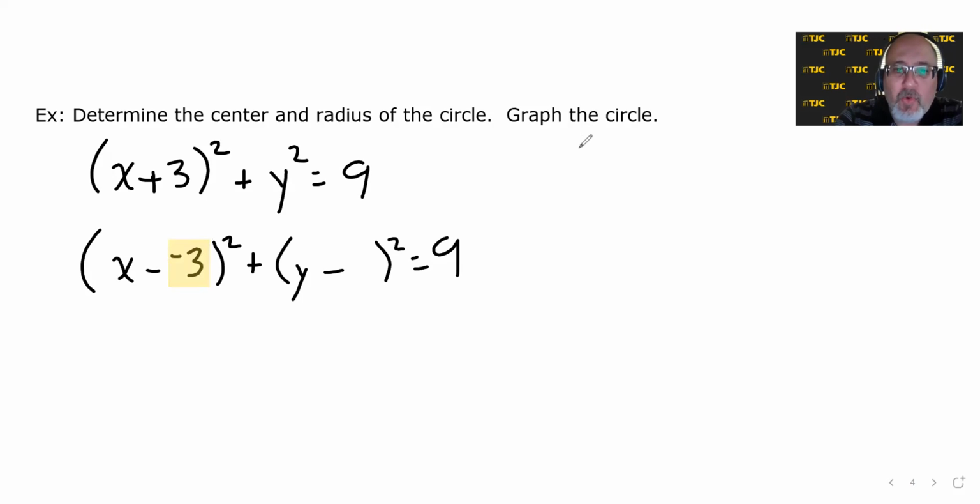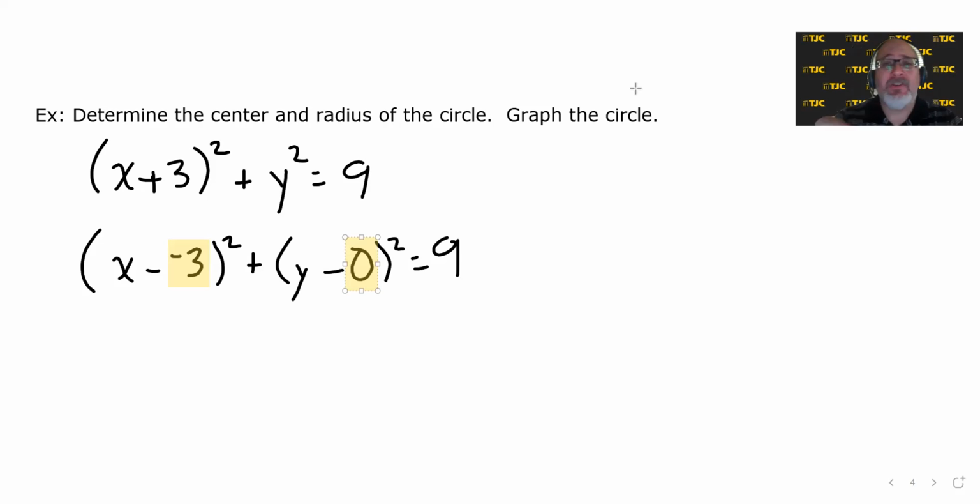It just says y squared, but I need something that's being subtracted from it. Well, what can you subtract from something that doesn't change its value? 0. Now, do you physically need to draw the 0 in there? Actually, no, you don't. But I wanted to do it this time to show you that there is something being subtracted from the y, even though there wasn't anything following it. And there was something being subtracted from the x, even though there was a number added to it.